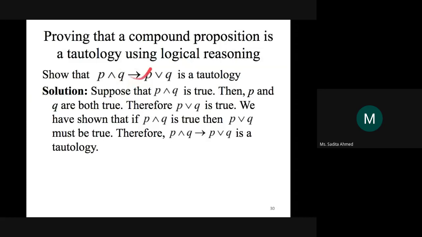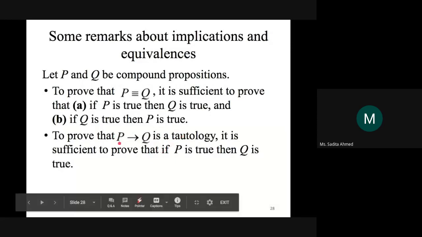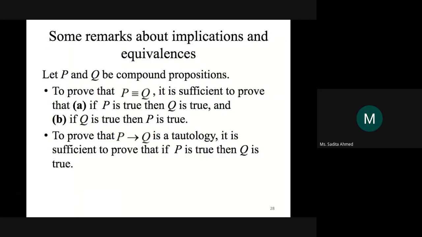Based on the implication, we have one expression on the left-hand side and the other one on the right-hand side. And all we have to do is prove that the statement on the left-hand side implies the statement on the right-hand side. Remember, in order to prove that P implies Q is a tautology, all you have to do is show that if P is true, then Q is true. That is just the definition of implication. The conditional statement. What is the meaning of P implies Q?